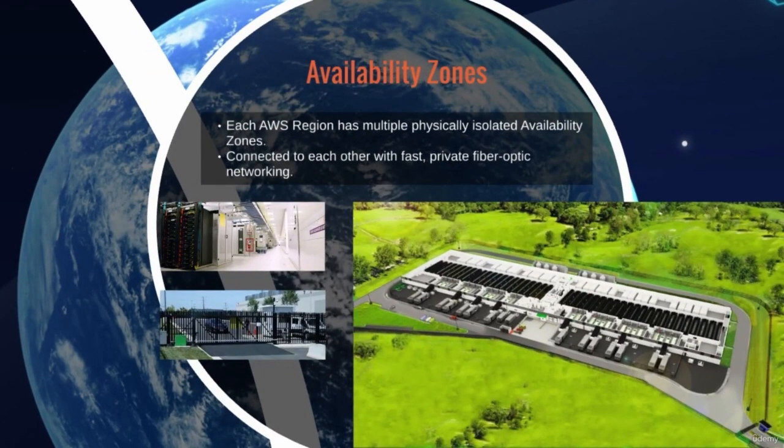Each region is divided up into at least 2 availability zones that are physically isolated from each other. This provides business continuity for your infrastructure if it is distributed across multiple availability zones. If one availability zone goes down, the infrastructure in the other availability zone will continue to operate. The largest region, US East, North Virginia, has 6 availability zones, and the availability zones are connected to each other through a high-speed fiber optic network.